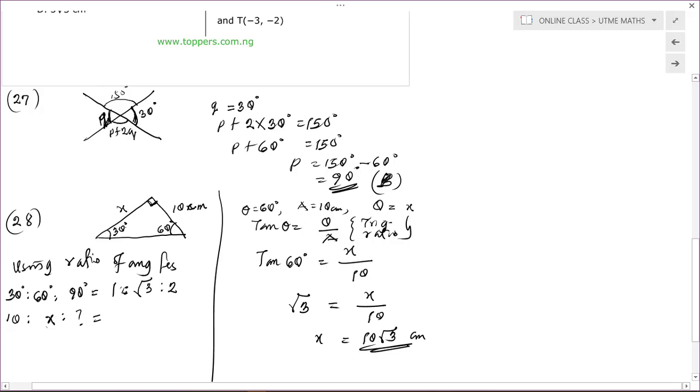So here you must make the number here 10, just like this, under 10, under 30. So that position, that means you have to multiply this by 10. What do you do now? Times 10, 1 times 10 is 10. Root 3 times 10 is 10 root 3. And 2 times 10 is what? Is 20. So if you now look at the position of x and 10, you will see that x equals 10 root 3 centimeter in this case.